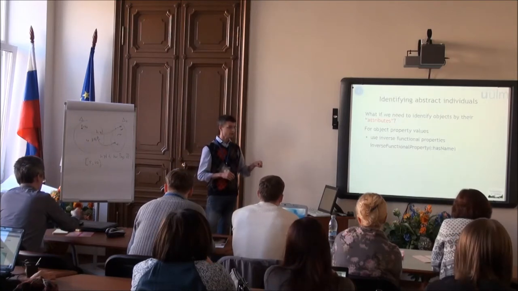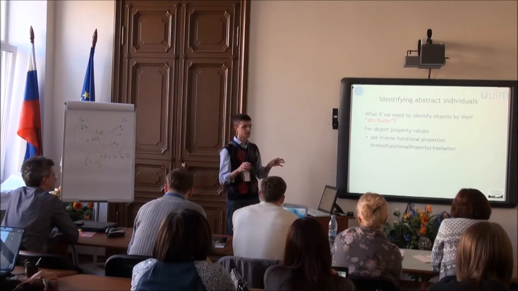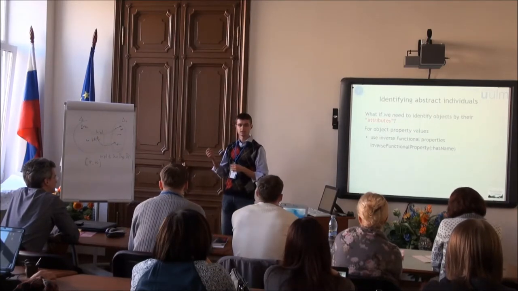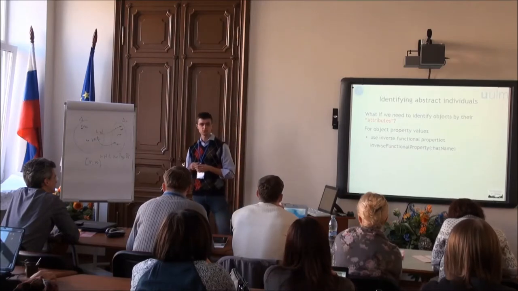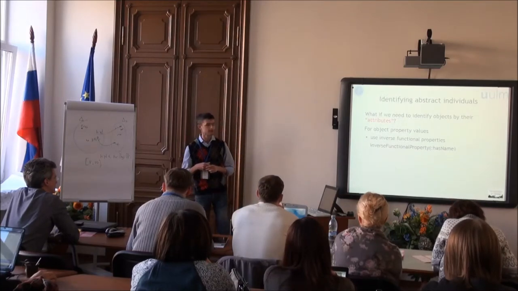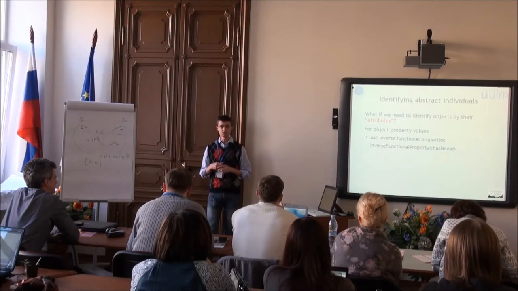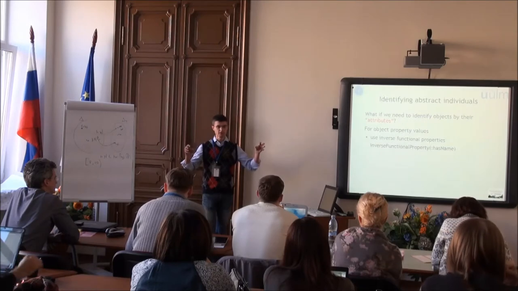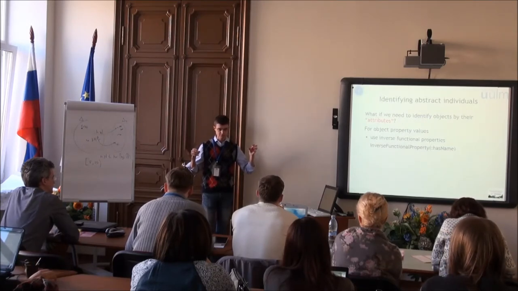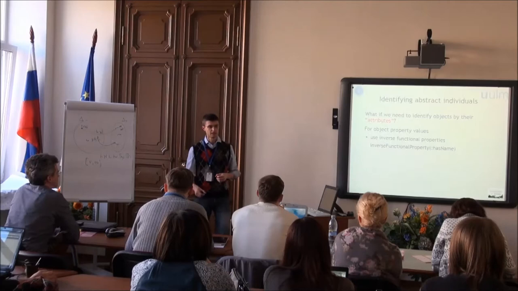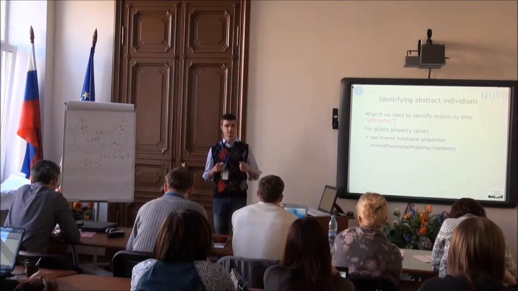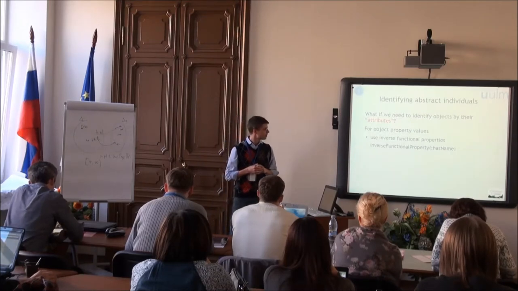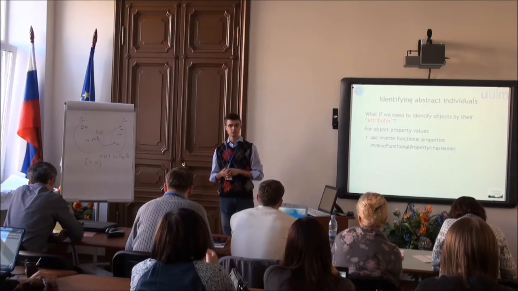If you want to identify two individuals based on the values of their object properties, one thing you can do is declare a certain property as inverse functional. So you can say, okay, has name is an inverse functional property. What that means is that if two people are connected to the same name by the has name property, then they are the same. Okay, inverse functionality. For object properties, you can do that.